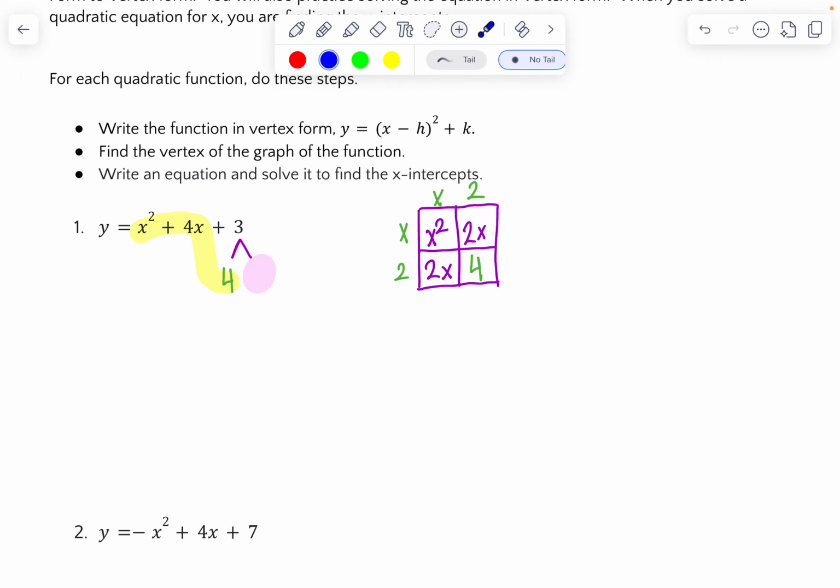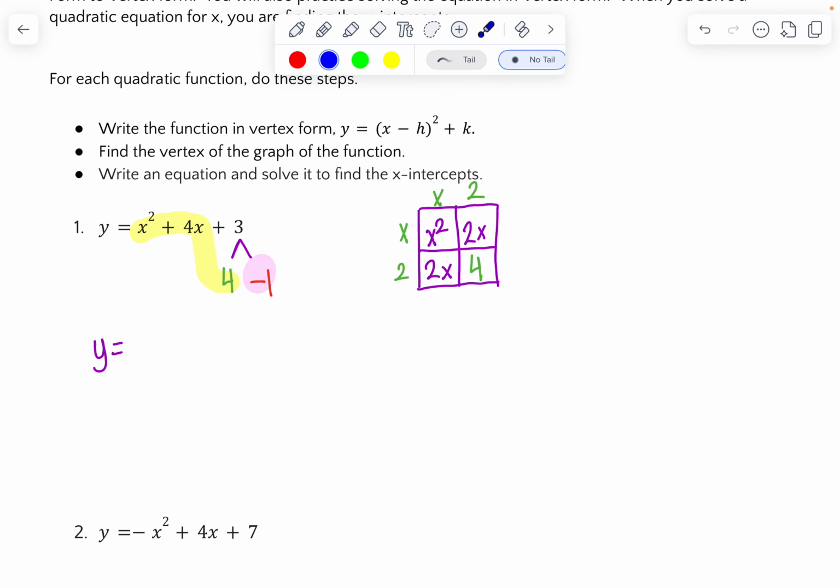And then we want to think about, well, what would we have to add or subtract to 4 to really make our ending value 3? And that value is -1, right? 4 minus 1 is 3. So let's put everything together, right? x squared plus 4x plus 4, that's everything in this box.